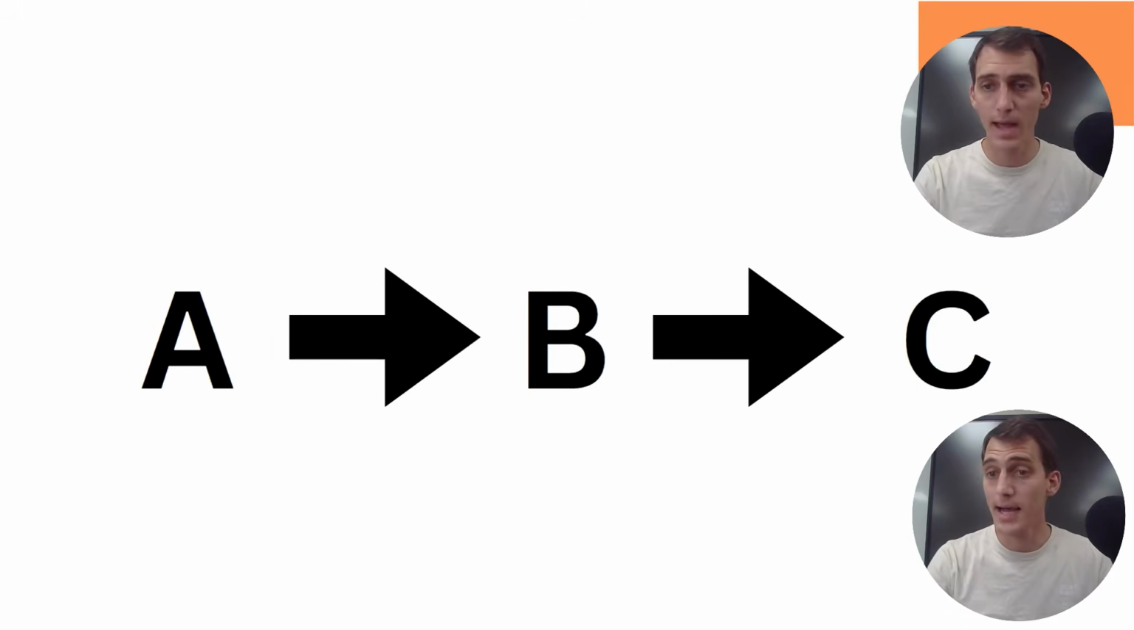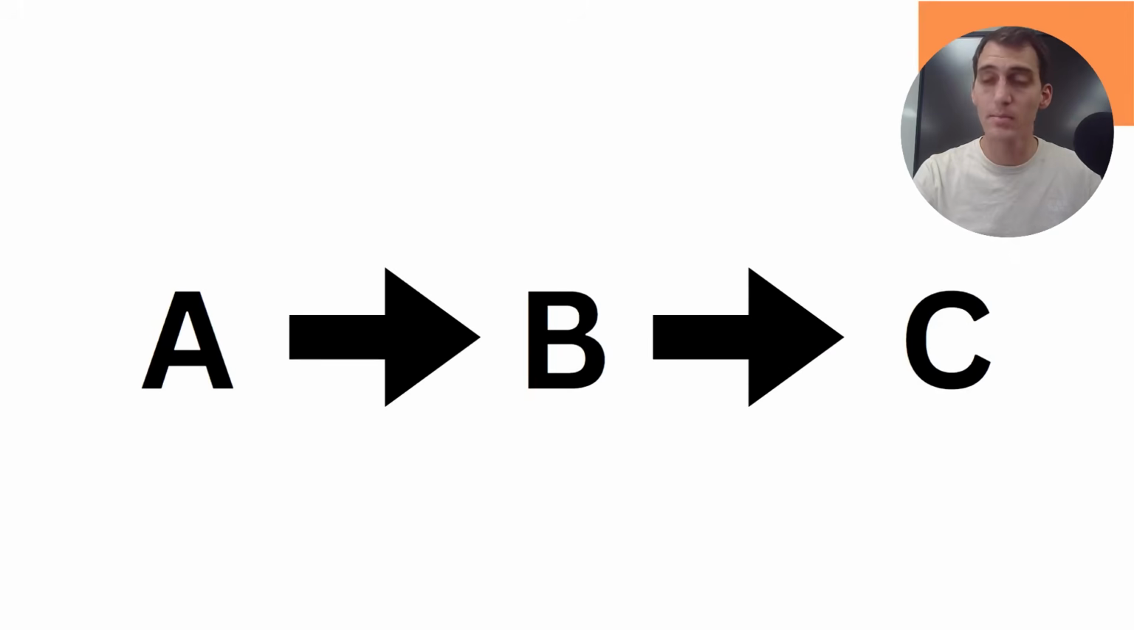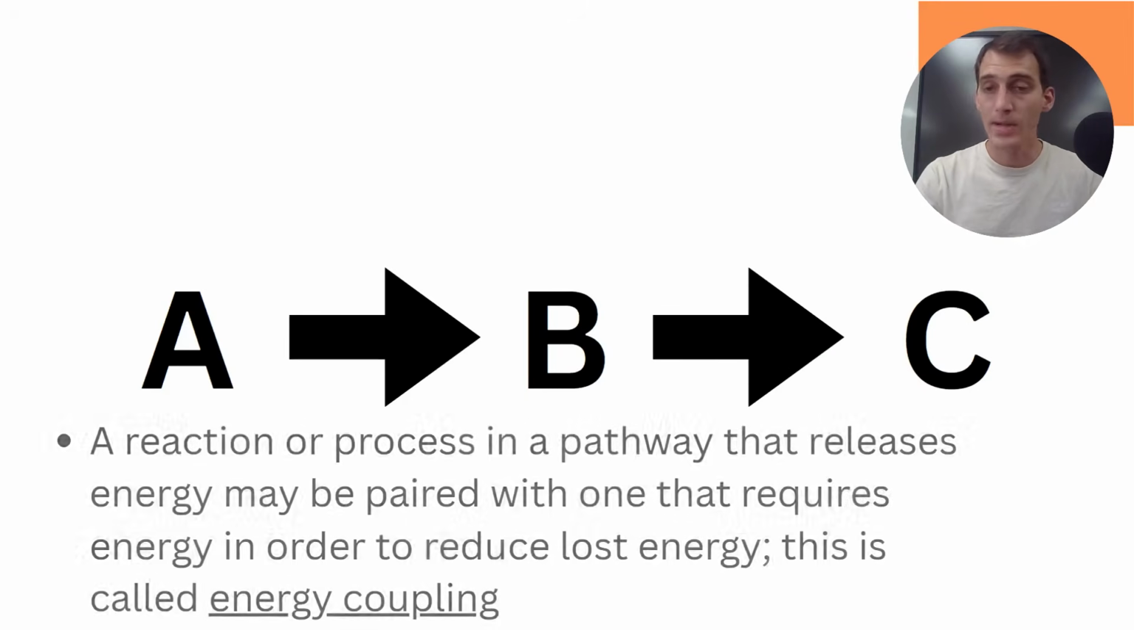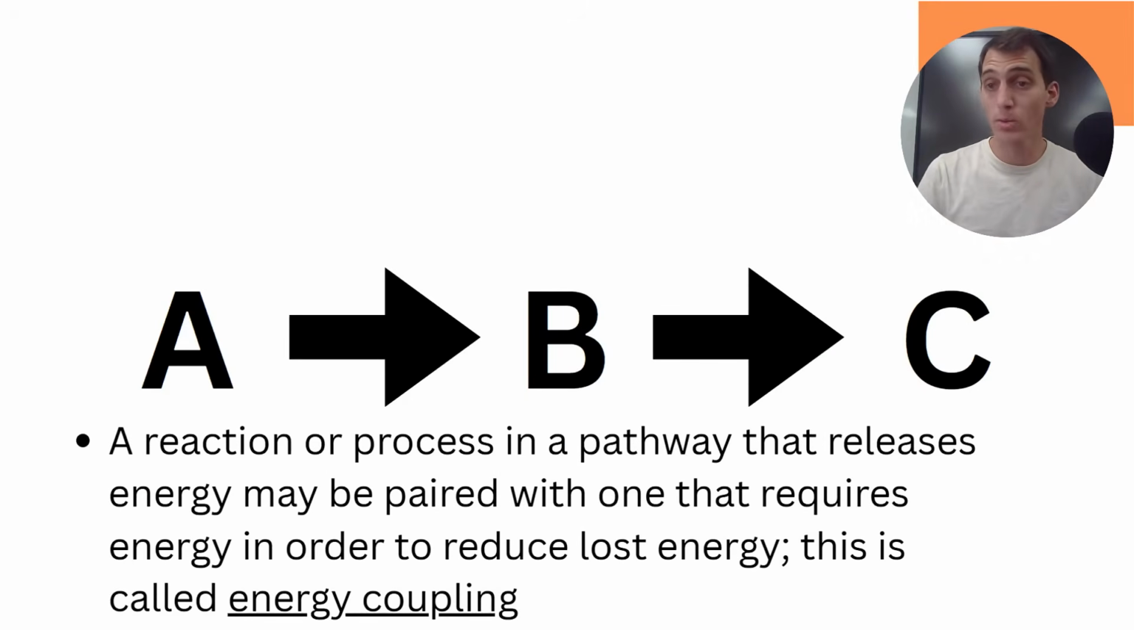So here's my pathway again. Which are enzyme mediated, another way that living things can be more efficient with their energy is with pairing reactions that release energy to the environment with reactions that take in energy from the environment. Those two terms are endergonic and exergonic, but I won't necessarily have to get into all the specifics here. But as I put, a reaction or process in a pathway that releases energy may be paired with one that requires energy in order to reduce the energy lost, right?